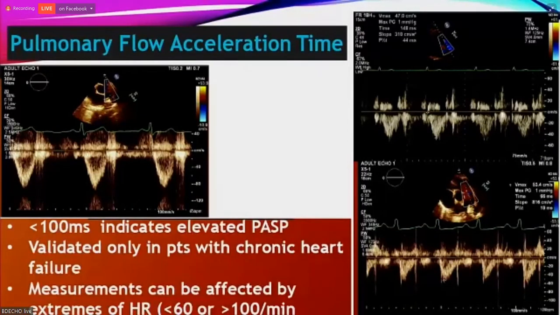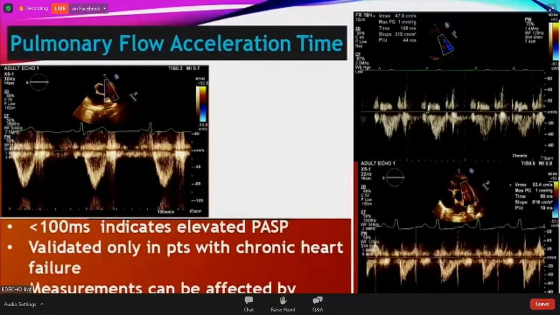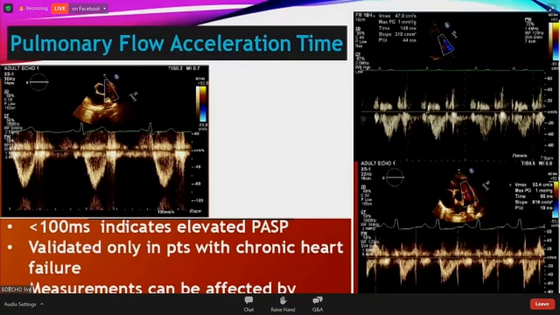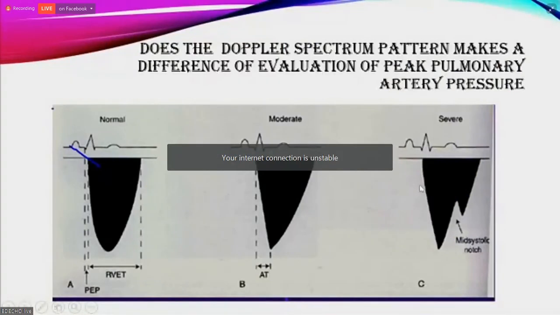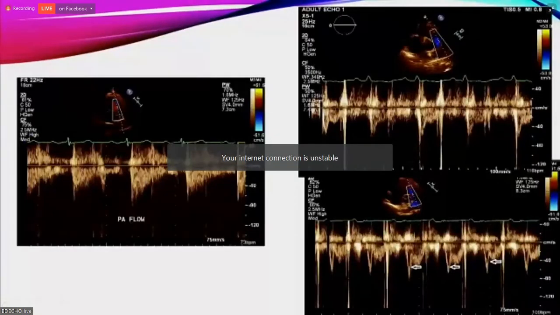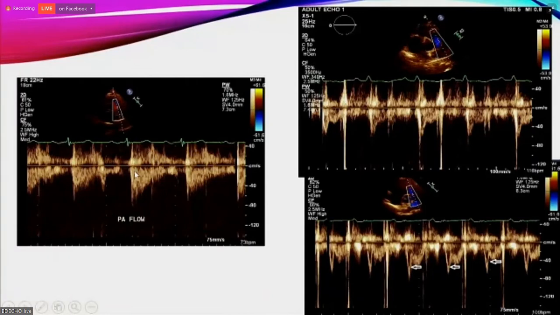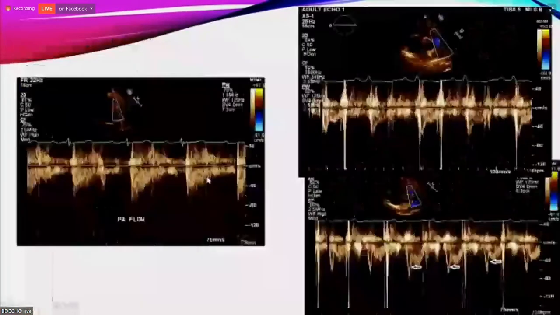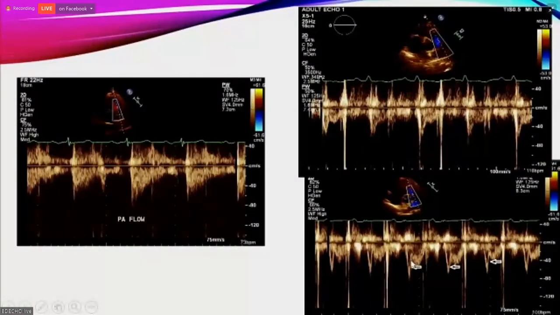Pulmonary flow acceleration time less than 100 milliseconds indicates elevated pulmonary artery pressure. We can also assess the severity: normal, and if it is triangle-like with moderate raised, and with severe, you can get a notch in the RV flow. Here, see it is like triangular. And here you can see the notch. So it indicates severe pulmonary artery hypertension.